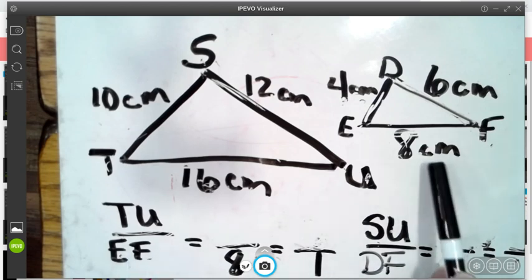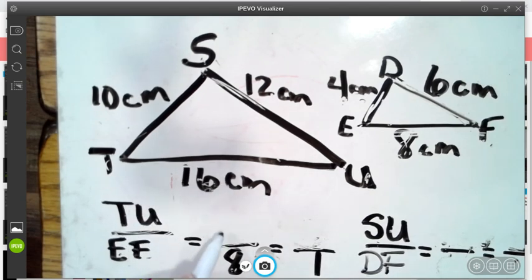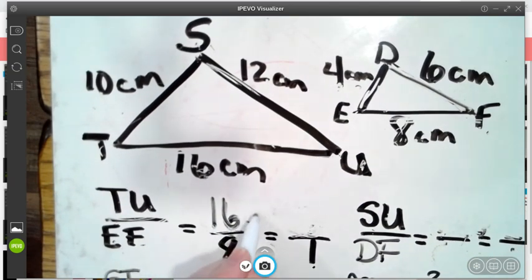So EF measures 8 centimeters. The 8 was already there. What does TU measure? Well, I look up here and I see TU is 16. So you just go in and you type for number 1, 16. Or you could write 16 cm. It'll count it either way.